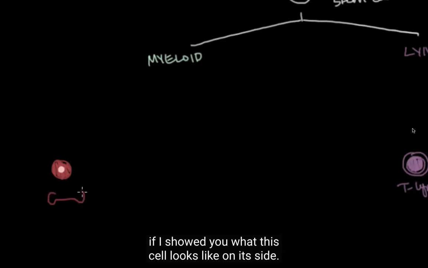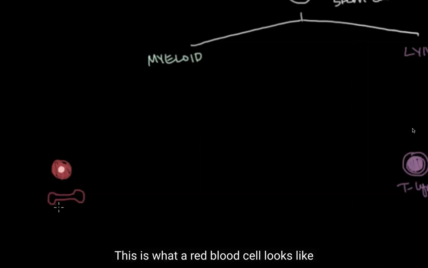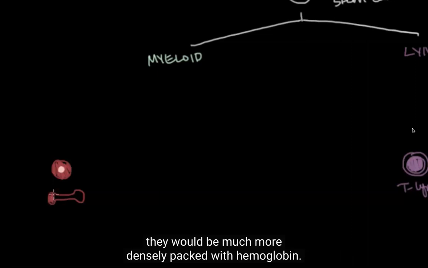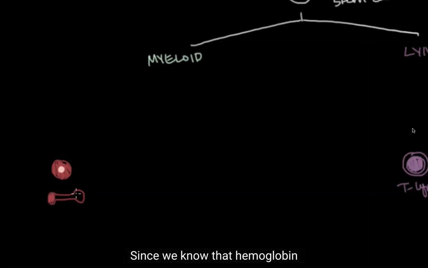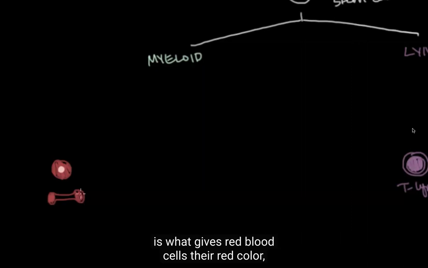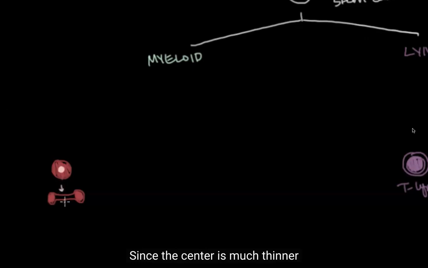And I guess I could do a better job of that if I showed you what the cell looks like on its side. So this is what a red blood cell looks like when it's laid on its side. And it kind of looks like a dumbbell where the edges are much thicker or much wider than the center. So the edges, since they're thicker, would be much more densely packed with hemoglobin. And since we know that hemoglobin is what gives red blood cells a red color, the edges would then be darker than the center. And since the center is much thinner, it would have a lot less hemoglobin. And so it would be a lot paler in comparison.